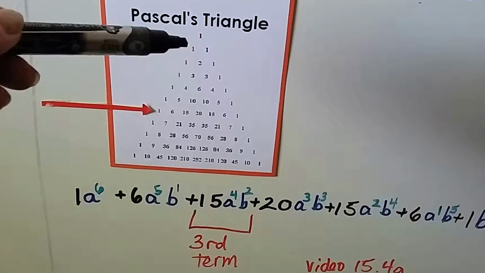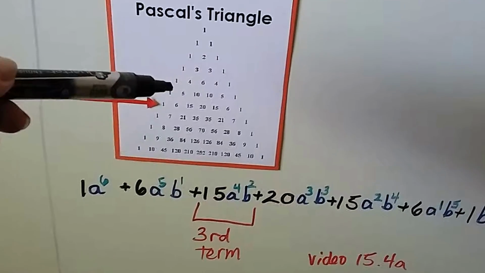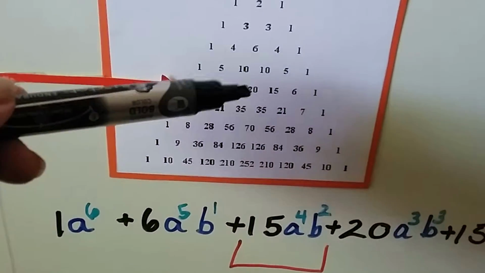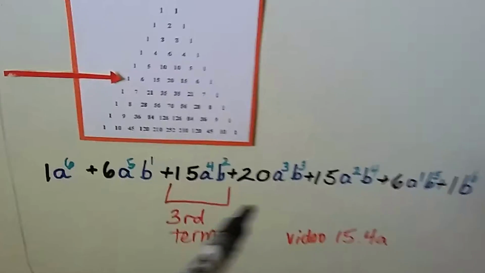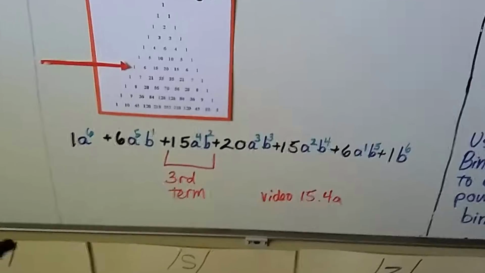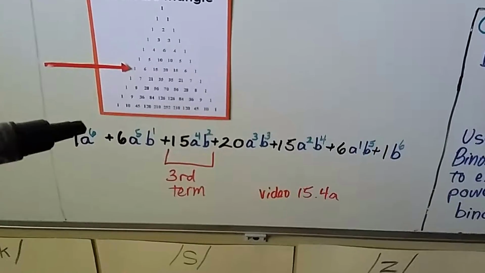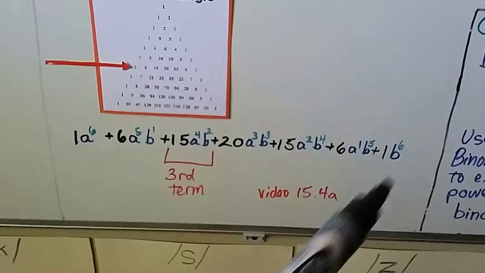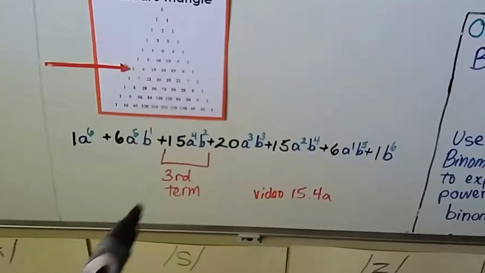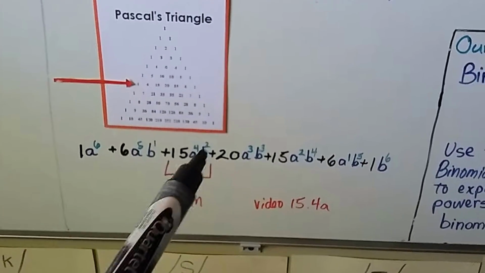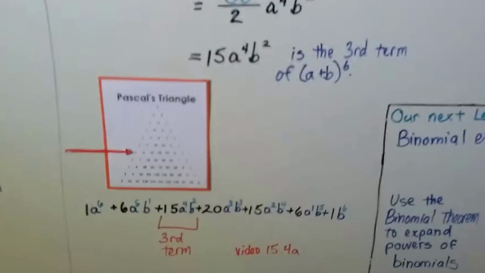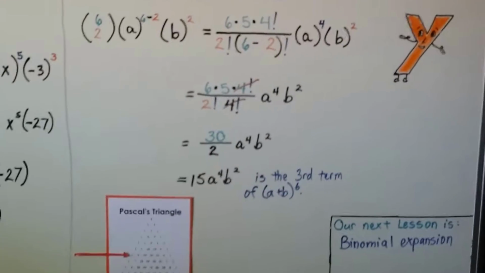The exponents are 0, 1, 2, 3, 4, 5, 6. So we know it's this line. And look, we have a 1, 6, 15, 20, 15, 6, and 1 as our coefficients. And we know that a is going to start at 6 and decrease down towards 0, and b is going to start at 0 and increase up to 6. See? Our 3rd term is 15a to the 4th b squared, just like we got here. So using Pascal's triangle or just using algebra, we found it. All right?